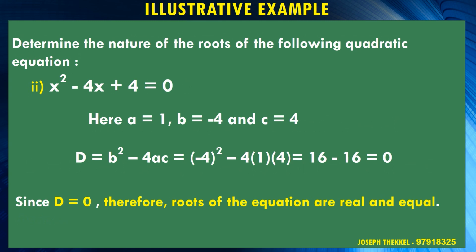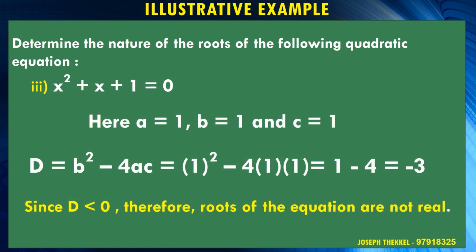Illustrative example. Determine the nature of the roots of the following quadratic equation: x square minus 4x plus 4 equal to 0. Here a equal to 1, b equal to minus 4 and c equal to 4. D equals b square minus 4ac equals (minus 4) whole square minus 4 into 1 into 4 equals 16 minus 16 equals 0. Since D equals 0, therefore roots of the equation are real and equal.